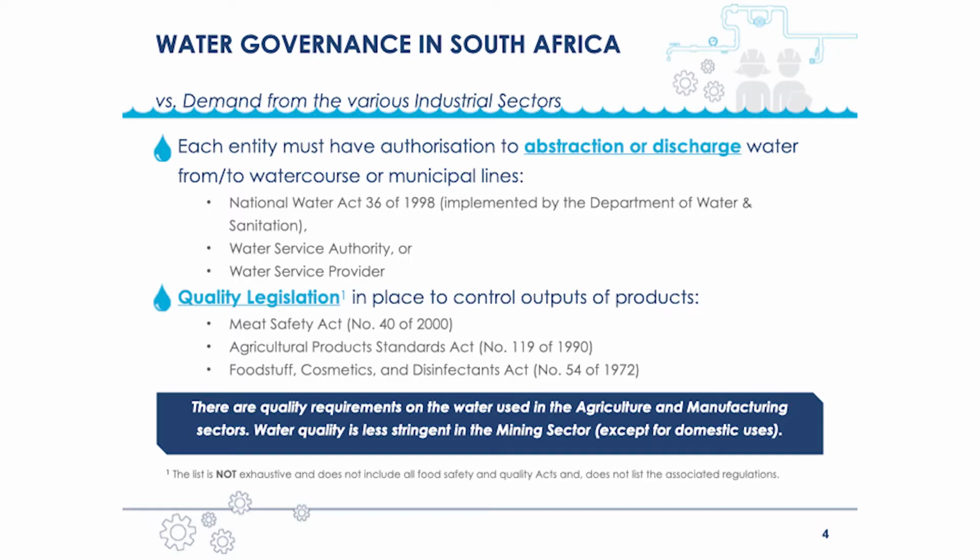In terms of the water use in South Africa, it is governed by the National Water Act, of which the Department of Water and Sanitation is the custodian. So that being said, any abstraction, whether from a municipal line, from a spring, from a borehole, needs to be registered with the Department of Water and Sanitation. But if you're abstracting from a pipeline, then you'll actually have an account with your municipality. And the same applies with your discharge.